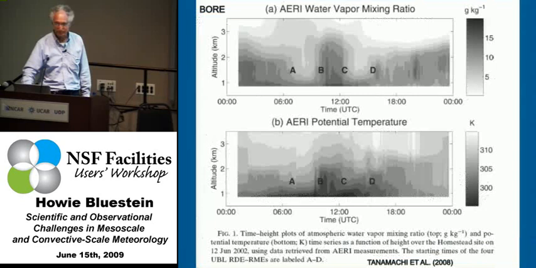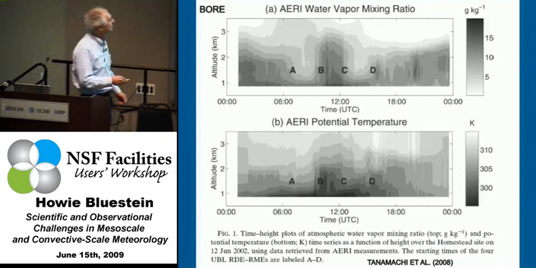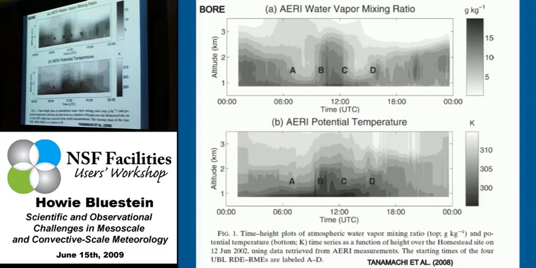This is from an instrument called the ARI. I'll talk about it in a minute. And there you see the water vapor mixing ratio as a function of height and as a function of time, and the potential temperature as a function of height and as a function of time.